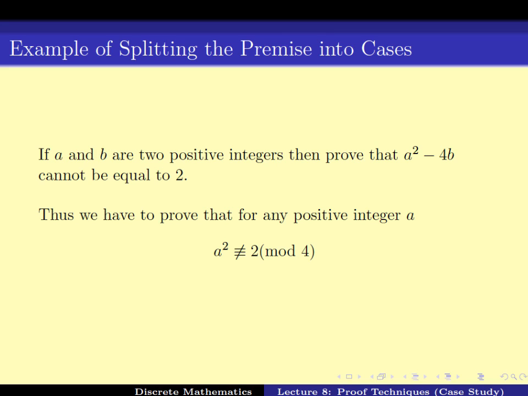Now, this is what we do. Okay, so this is another way of stating it. That is, this problem says that A square is not congruent to 2 mod 4. Recall your number theory notations, that if I say that A square minus 4B cannot be equal to 2, which means that A square minus 2 is not divisible by 4, or A square is not congruent to 2 mod 4.